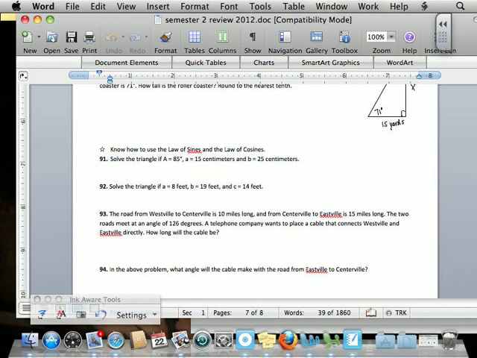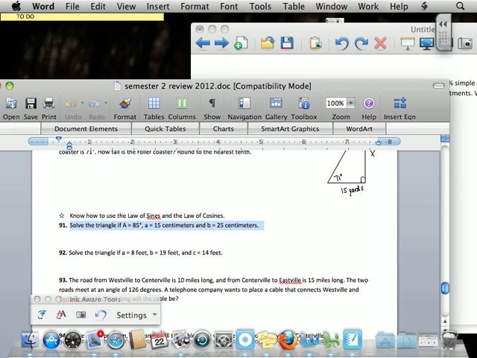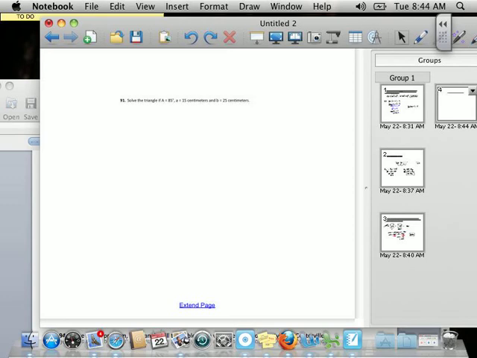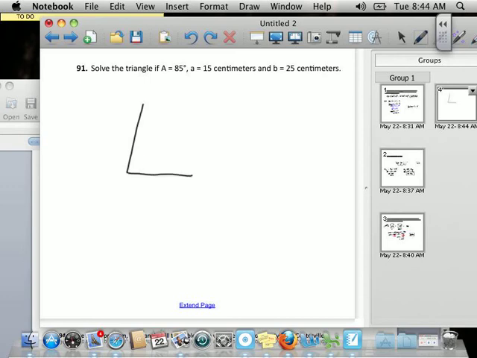Okay, so it says know how to use the law of sines and the law of cosines. So we'll see which one this one is. Okay, so it always helps to draw these out. So it says solve the triangle if A is equal to 85 degrees. So I'm going to draw almost a 90-degree angle, but not quite. And it says little a, so that's the side across from A, is 15 centimeters. And little b, so put angle B on either one, is 25 centimeters. That means C is probably going to be the other one.